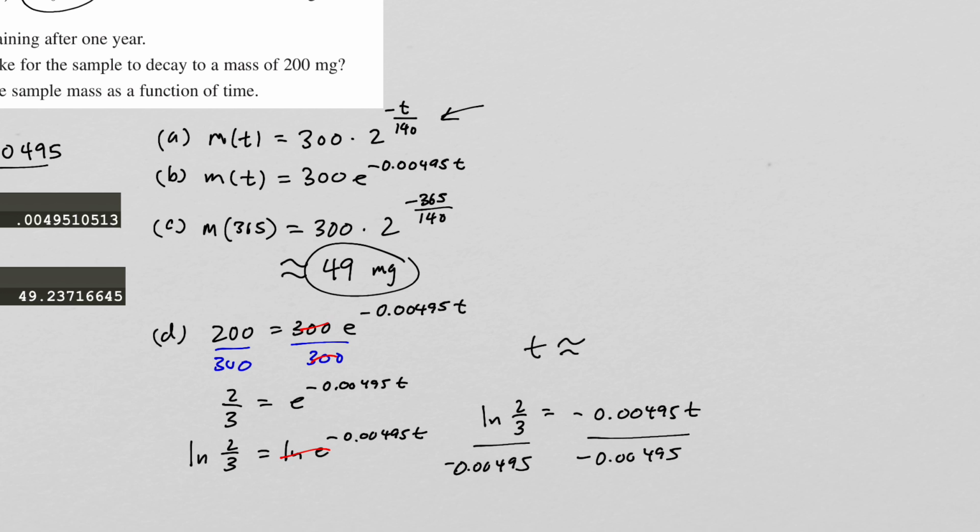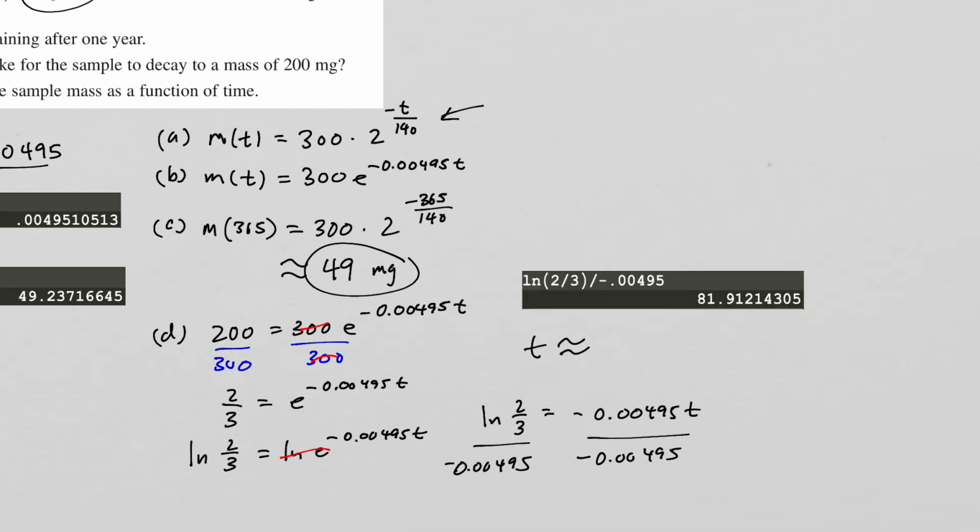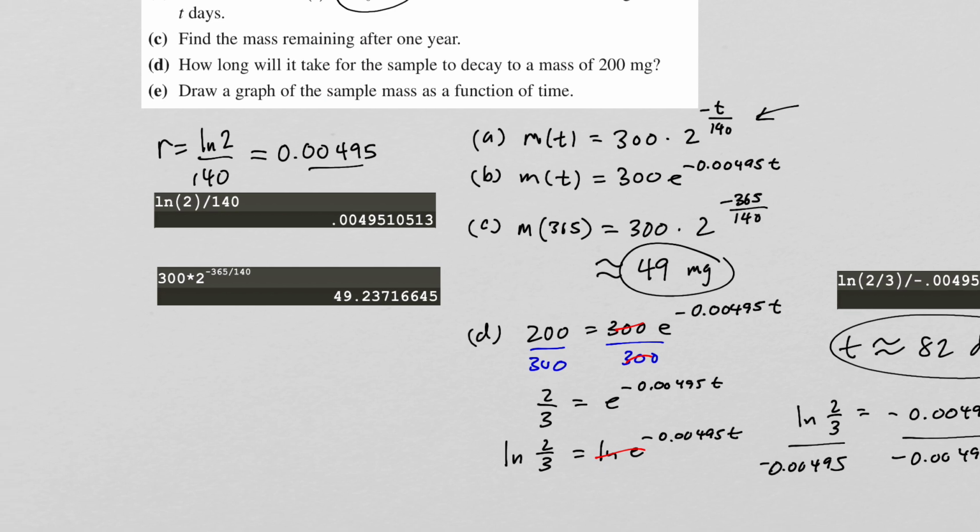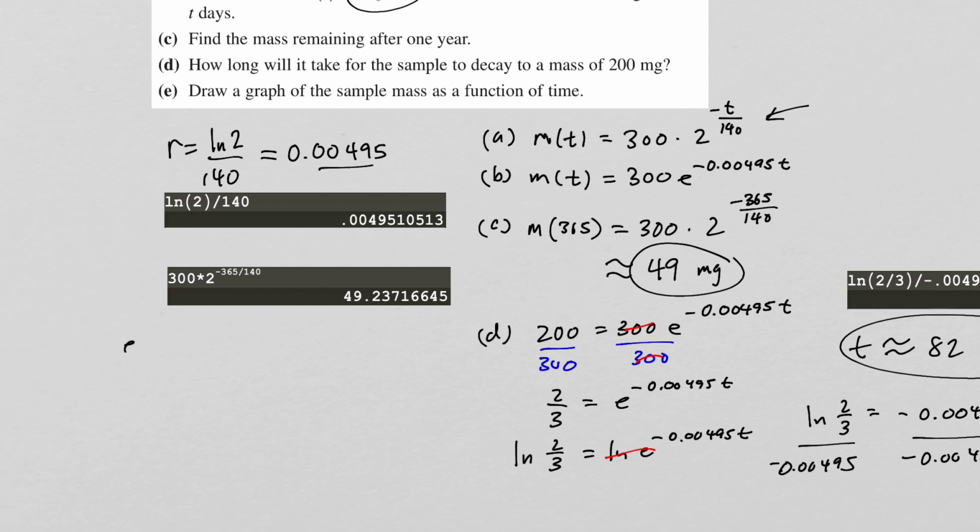And again, plug this into a calculator. And this tells us it's going to take about 82 days for the mass to decay to 200 milligrams. And for the last part, we just want to graph this function.